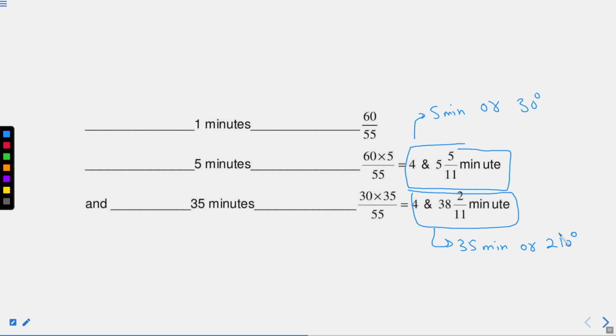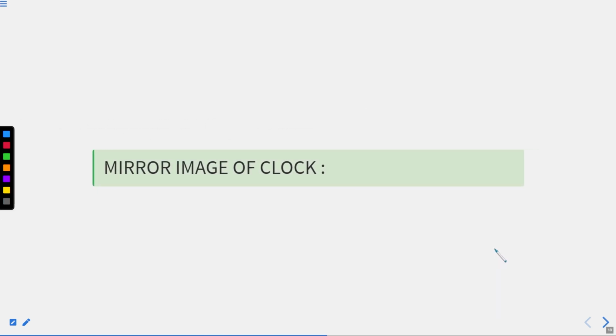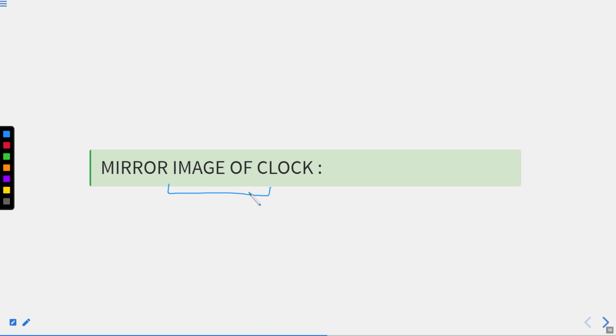Right? Now, we will move to the next question where we are going to deal with the mirror image part. This is another concept, right? I'll explain it to you with the help of a clock first, right? Consider this is a mirror, right?